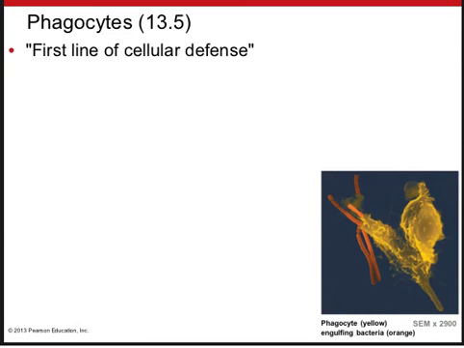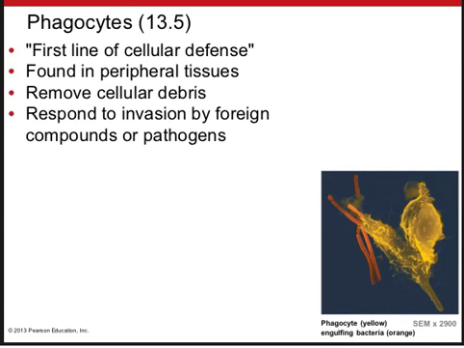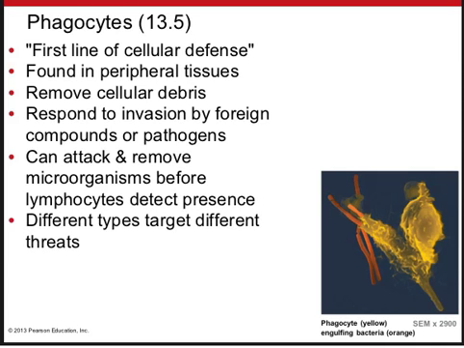Phagocytes are our first line of cellular defense, and they're found in peripheral tissues and remove cellular debris. They respond to invasion by foreign compounds or pathogens and can attack and remove microbes before lymphocytes detect their presence. Different types target different threats. All function in the same basic way.